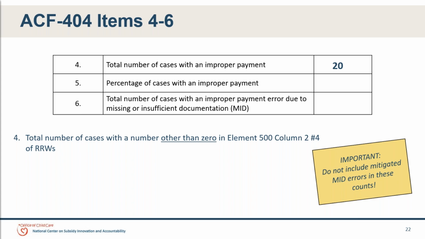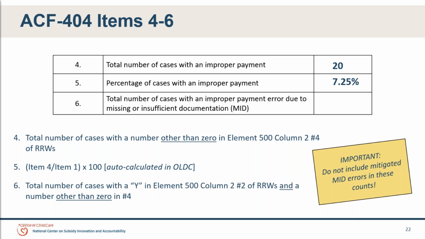This tally should not include any potential improper payments caused by missing or insufficient documentation that were mitigated through an additional inquiry. So if you had any of those and your case did not have any other improper payments, those would not, again, be included in this count. Item 5 is going to calculate automatically. This is the percentage of cases that had an improper payment, which again is whatever you entered in item 4 divided by 276, and that's 7.25%.